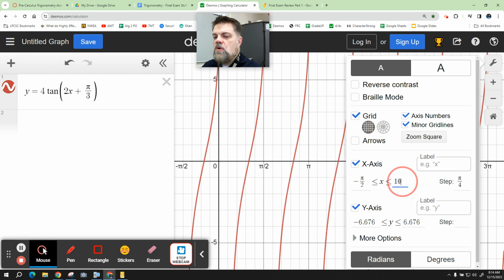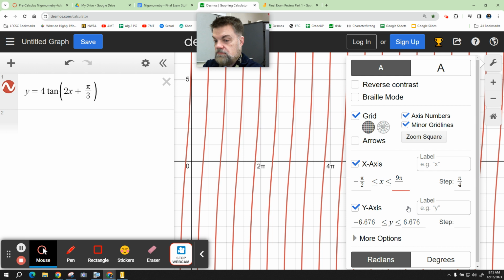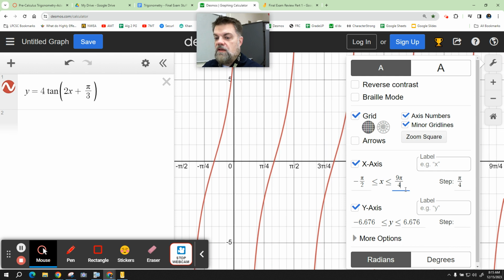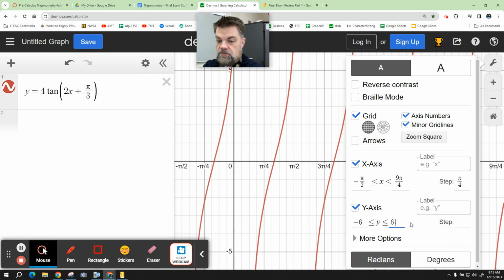Now, what is 1/4 pi past 2 pi? 9 pi over 4, right? Clearly. All right, and then our y-axis, we just want to go from -6 to 6. Enter that in there.